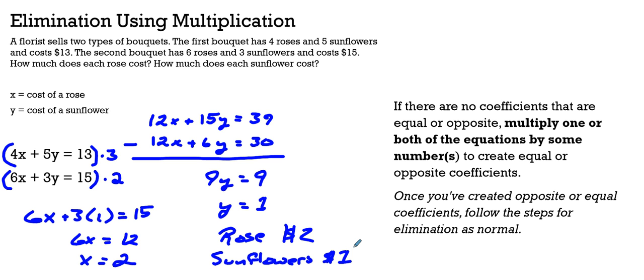So if you don't have the system that you want to use elimination, create it by multiplying one or both of the equations by some number to create that which you want, which is either opposite or equal coefficients. It doesn't matter which variable. I could have gotten rid of y, could have multiplied the top one by 3 again and multiplied the bottom one by 5. That would have worked as well, and we would have gotten to the same answers.